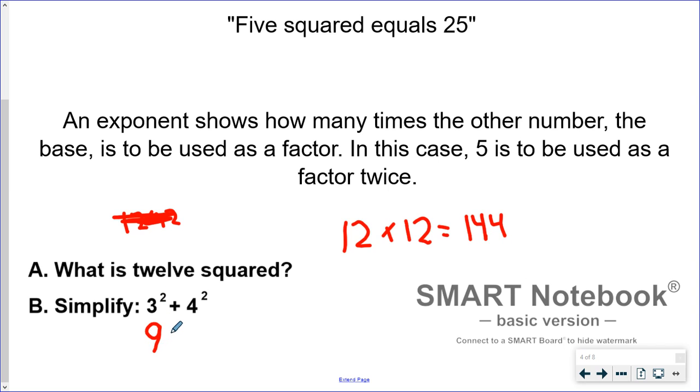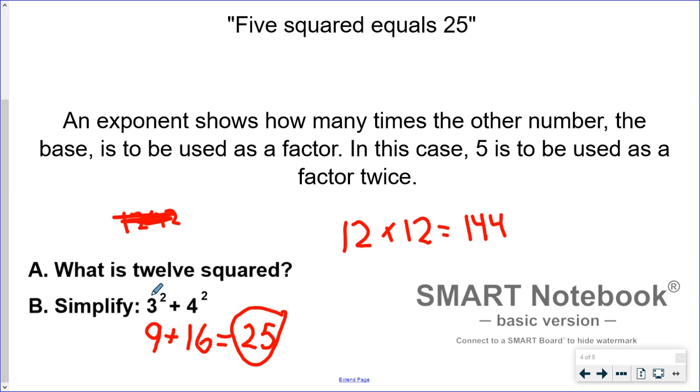So 3 squared is the same as 9, okay? And now I'm going to take 4 squared. 4 squared, that means 4 times 4, which is 16, okay? And now I want to add those two numbers together, 9 plus 16, and that's going to give me 25. So 25 is my answer, okay?